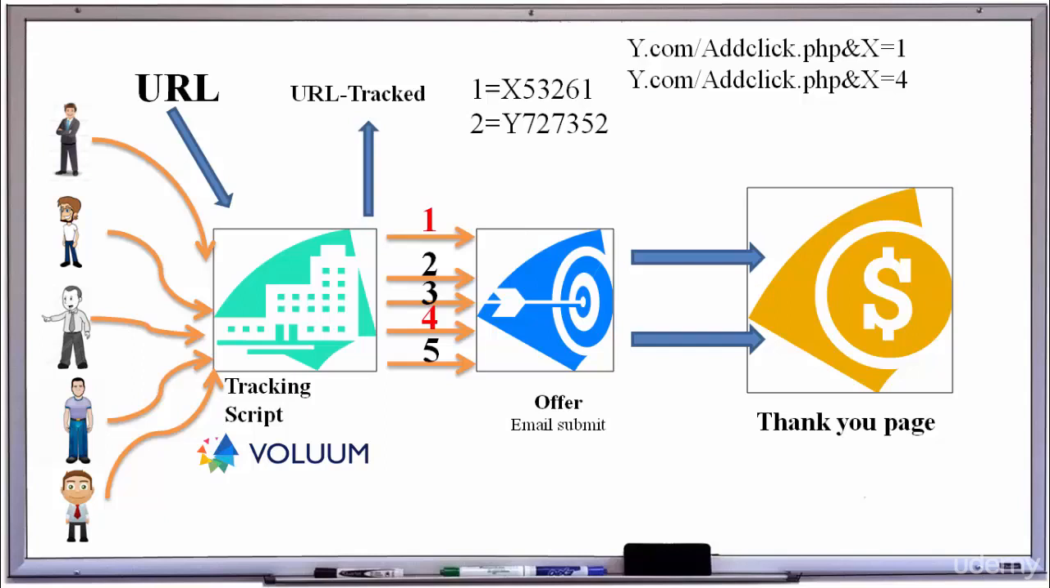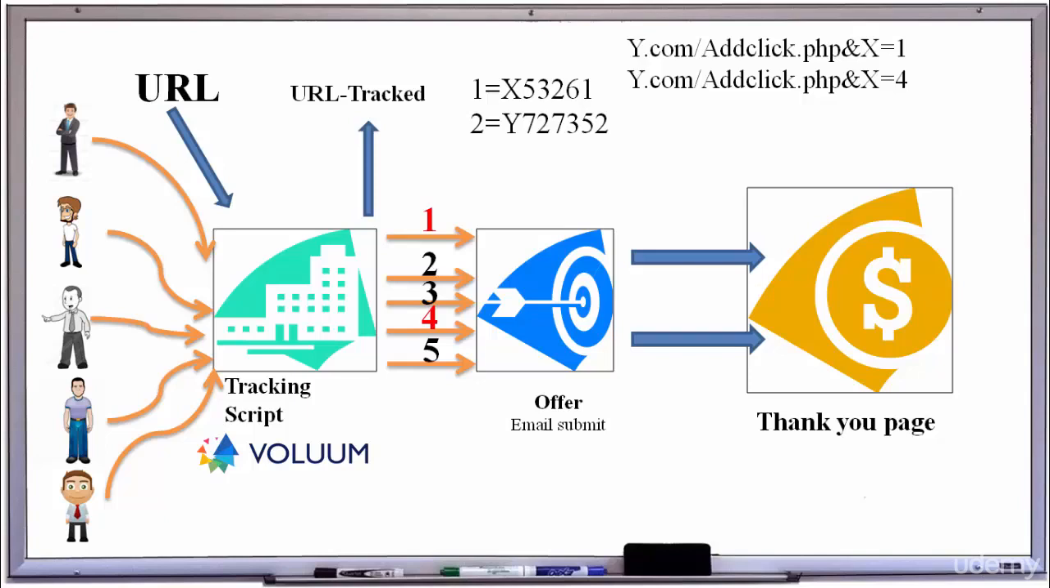So when you visit your tracking script, you will find that visitor number 1 submitted their email. And the same thing will be for visitor number 4. The number 4 will be automatically added in the URL in the thank you page, and you will find that visitor number 4 submitted their email.